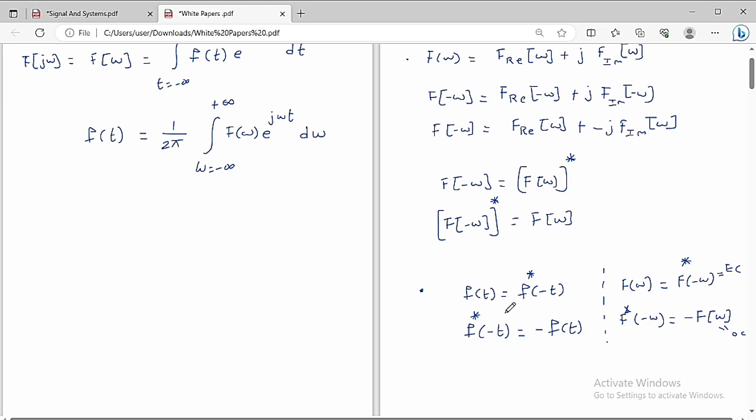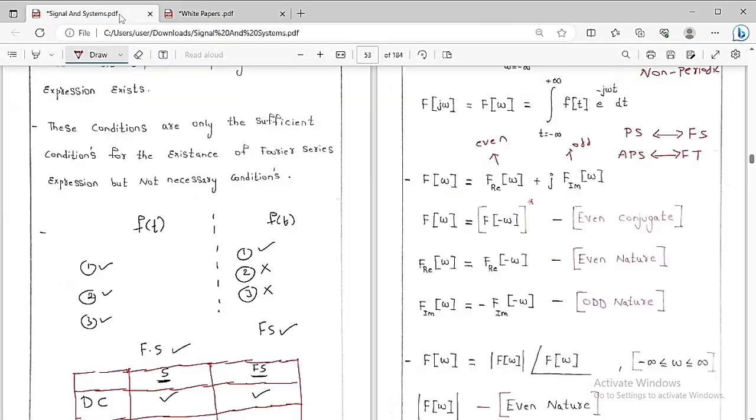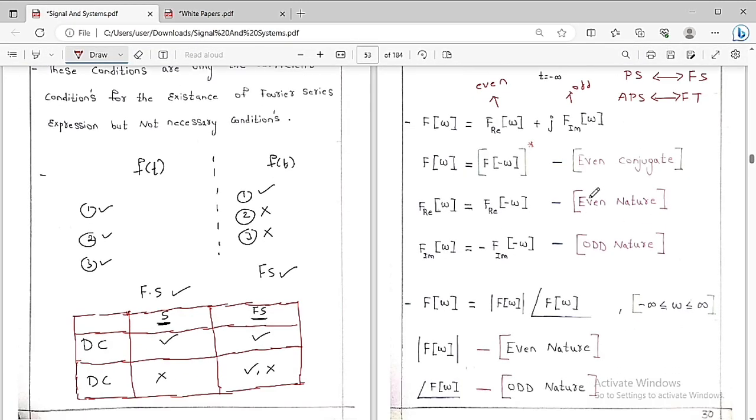So replace t by omega, then we are going to get this. This is called the even conjugate signal, and this is called the odd conjugate signal. As in the previous one you studied, this is going to satisfy this property, so this is called the even conjugate. That is the reason I have written here. Finally, I can say the real part of omega is of even nature and the imaginary part is of odd nature, and overall this is the even conjugate. It is going to satisfy the even conjugate. So F of omega, as you can see clearly, has a real part and an imaginary part.